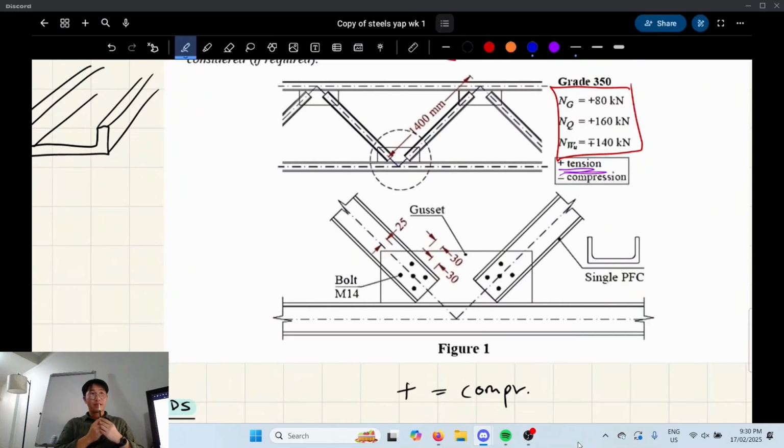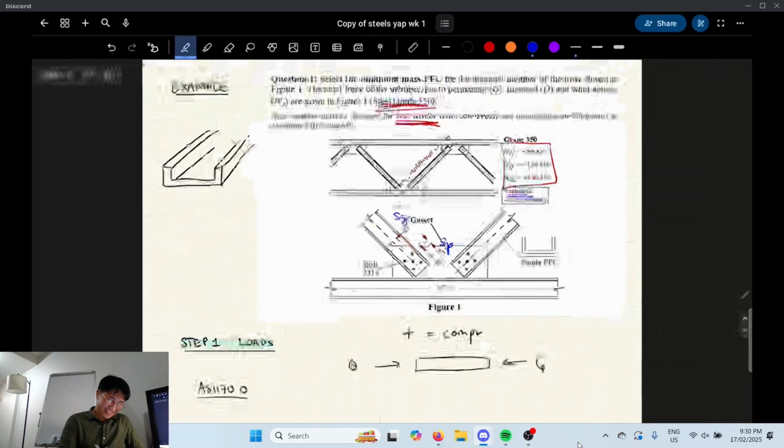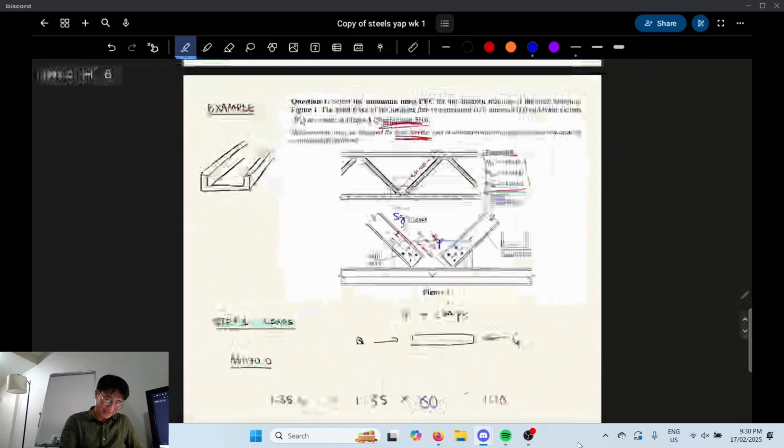Oh wait, 25 is the gauge distance. Yeah, very good. Basically, we're going to plug those numbers into our formula.